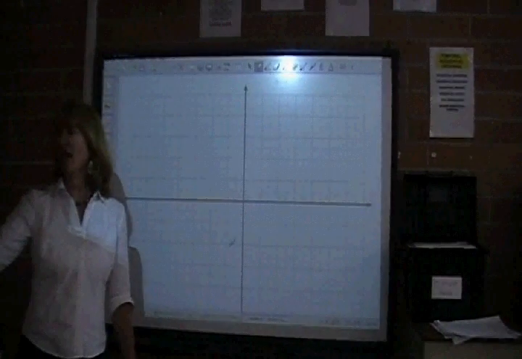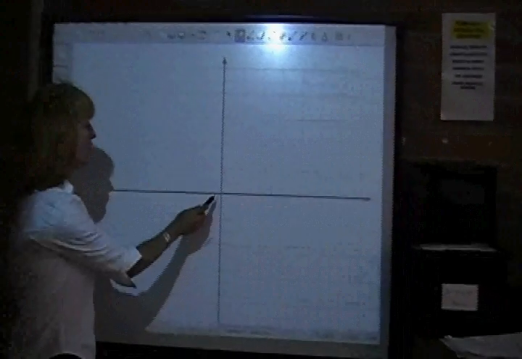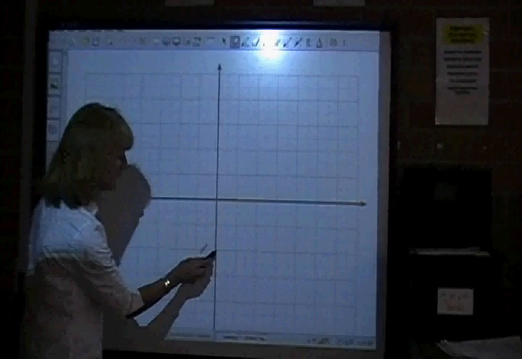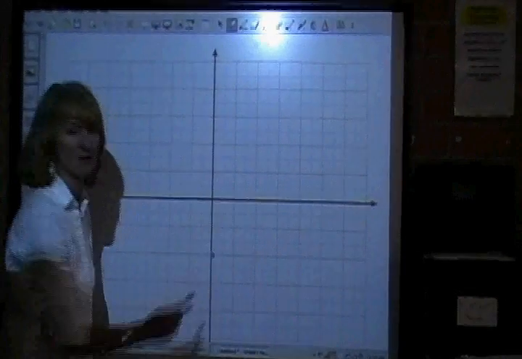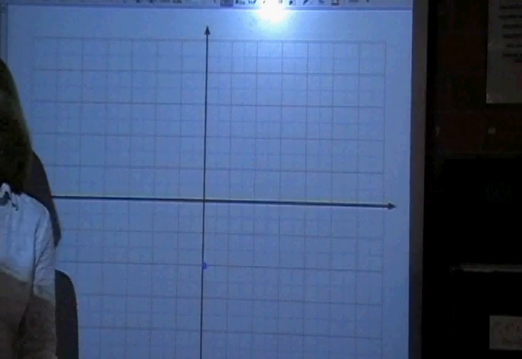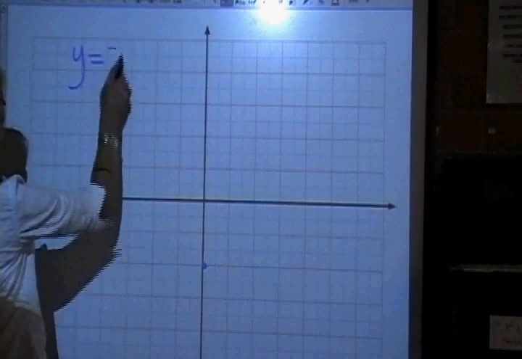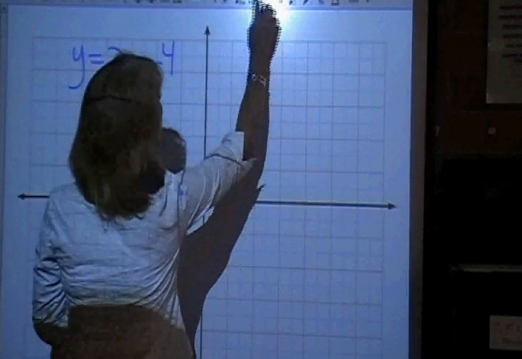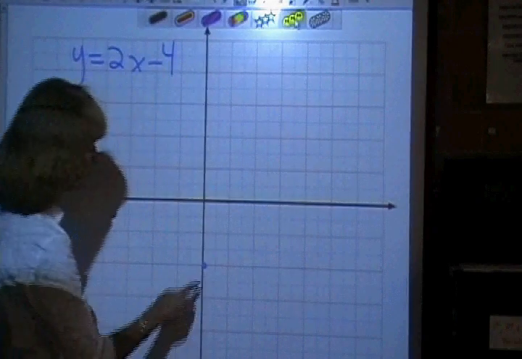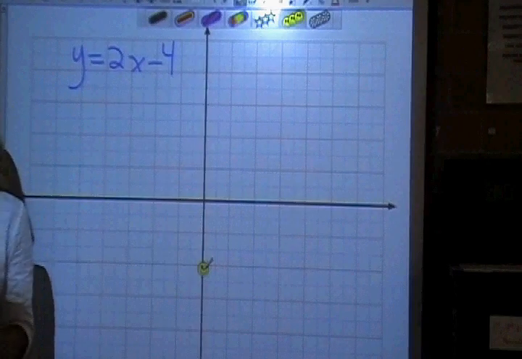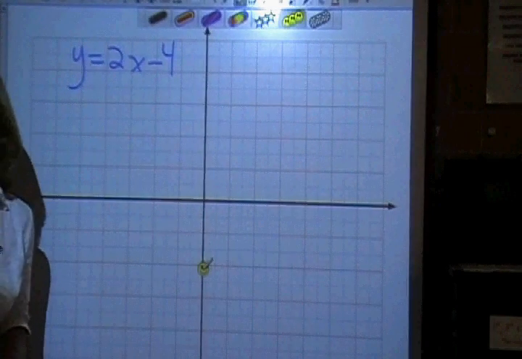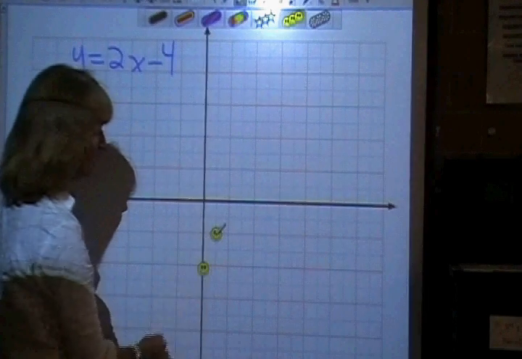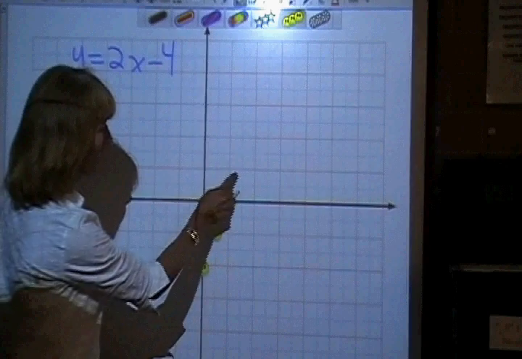So here we have a y-intercept of negative 4. Here's where it crosses the y-axis: 1, 2, 3, 4. That is my beginning point. We're graphing y equals 2x minus 4. From there, we have a slope of 2, which is 2 over 1. Rise 2, run 1, rise 2, run 1.